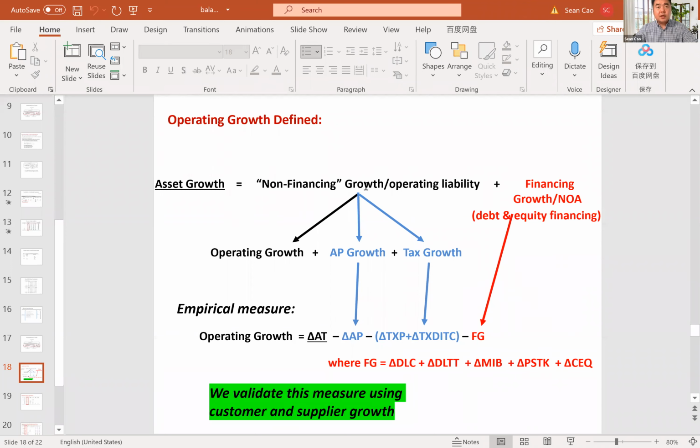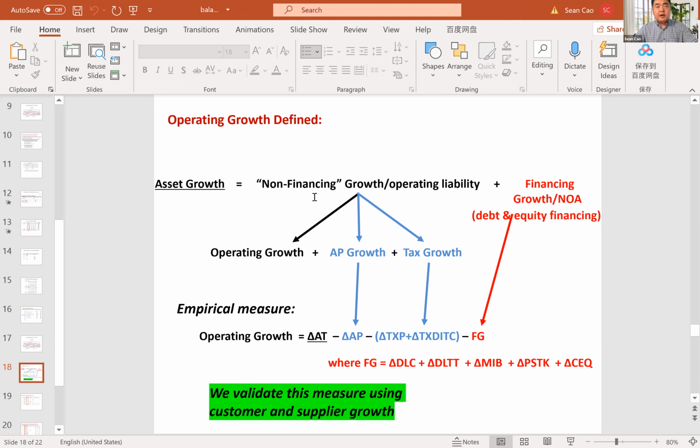Okay, let's do step two. Step two is, among the non-financing growth, we further break down three things. The first is operating growth. That's the asset growth financed by vendors and suppliers. That's what we need. We also have the growth financed by accounts payables, and the growth financed by tax liabilities. So let's understand these three components together. What do these three mean?